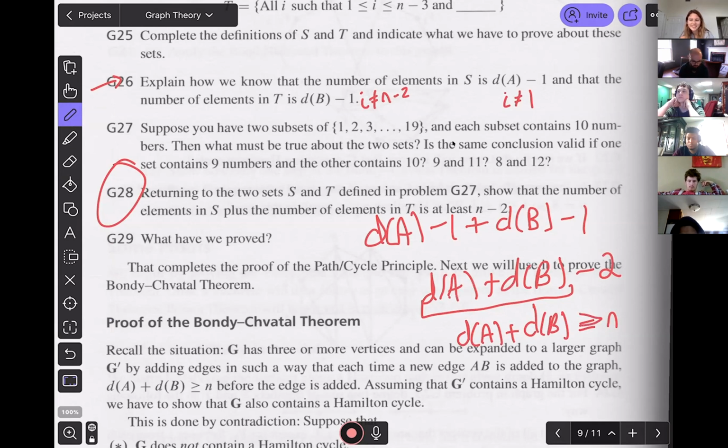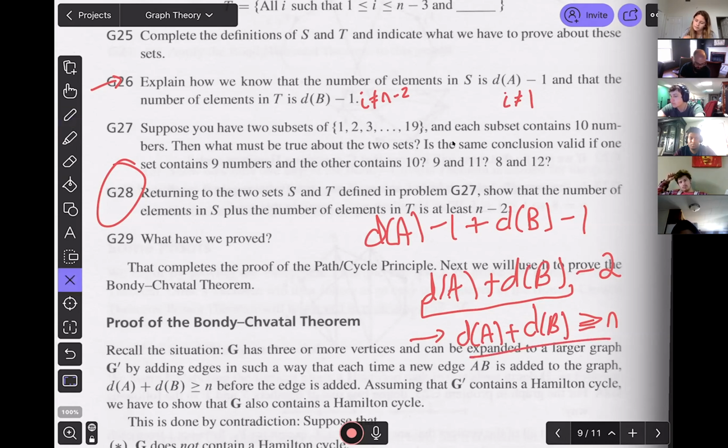So how do we know that the degree of A plus the degree of B is at least n? I kind of forgot that part. Okay, we do know that that's true, so that's our assumption. The statement of this theorem says if you have a Hamiltonian path and the degrees of the endpoints are large enough, meaning they're at least n, so that is one of our assumptions in the statement of the theorem. All right, so we do have that this is true.